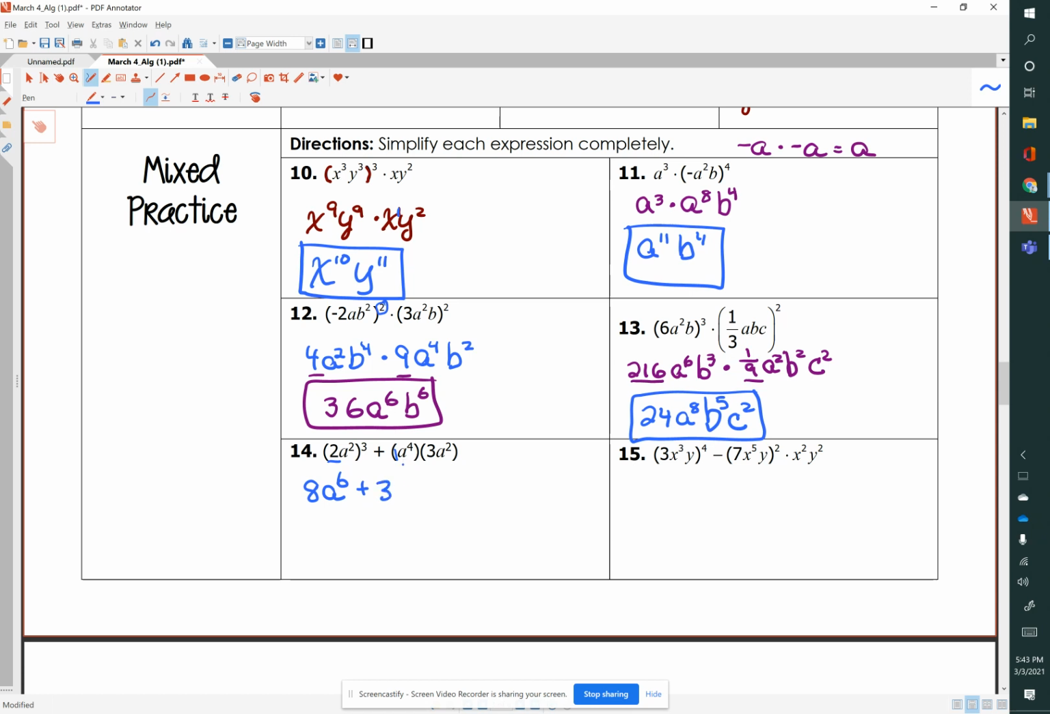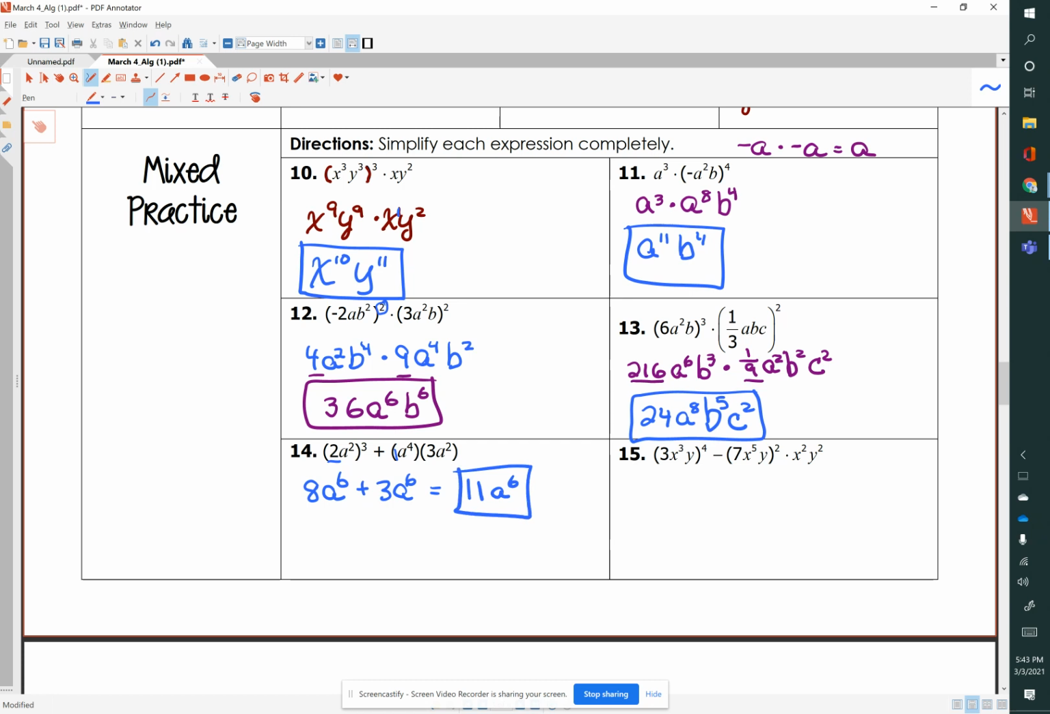And a to the fourth times a to the second is a to the sixth power. And look what happens. We can combine like terms. We have 8a to the sixth power plus 3a to the sixth power, which is 11a to the sixth power.